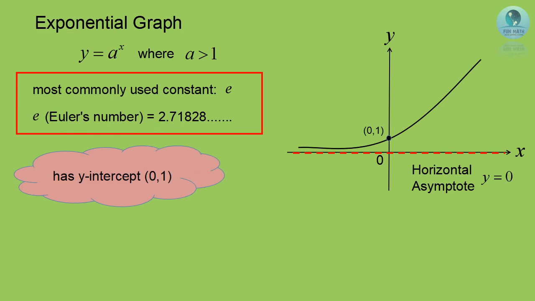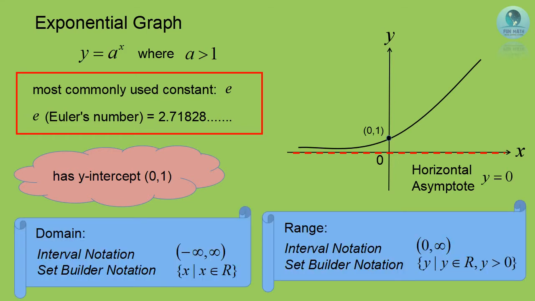This is because when any constant greater than 1 is raised to the power of 0, you will always get 1. So the domain for this graph will be x consists of all sets of real numbers. Meanwhile, the range will be y greater than 0.